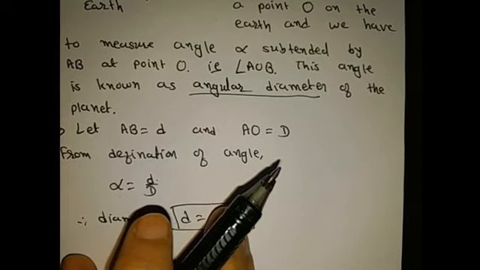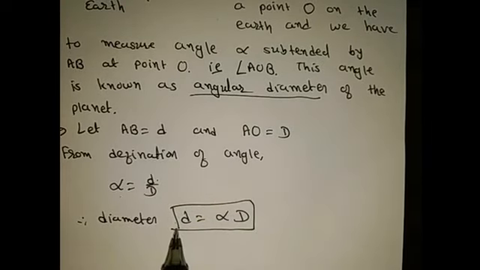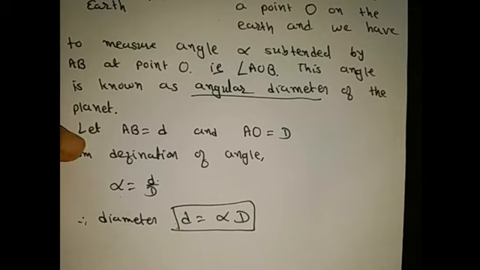Okay. Now, once again, you have to be careful while using this formula, that when you use this formula, this alpha must be in radian. If it is not in radian, first convert it into radian, and then only you can use it to measure the diameter. Okay, so in this way this answer has been completed.